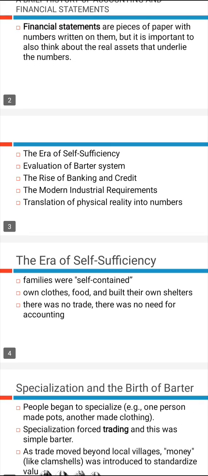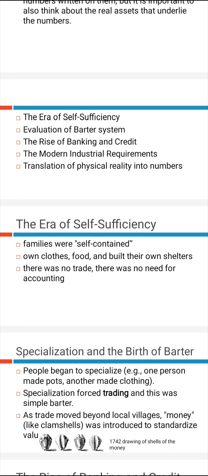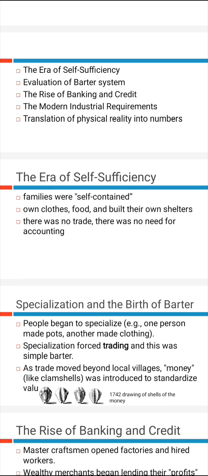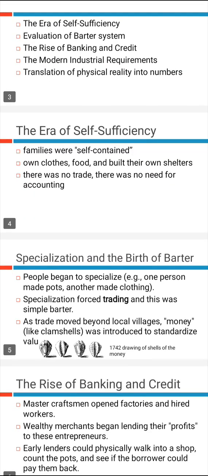The era of self-sufficiency means that before business started, there was no trading system where exchange of goods took place. Individuals used to earn for themselves, in the form of shelter, food, or water, only to support their families. Families were self-contained. They made their own clothes, struggled for food, and built their own shelters, and there was no trade and no need for accounting. It was a very simple era in which individuals just struggled to find food, clothes, and a shelter where they could live. There was no concept of a trading system and accounting.